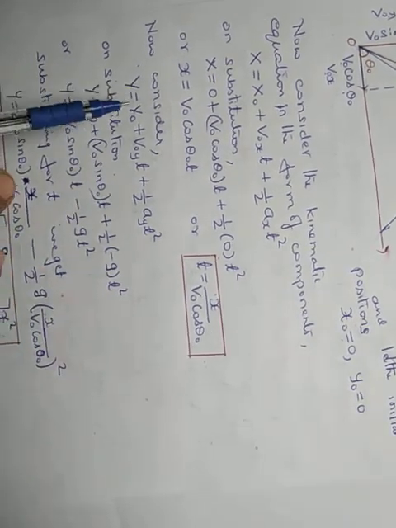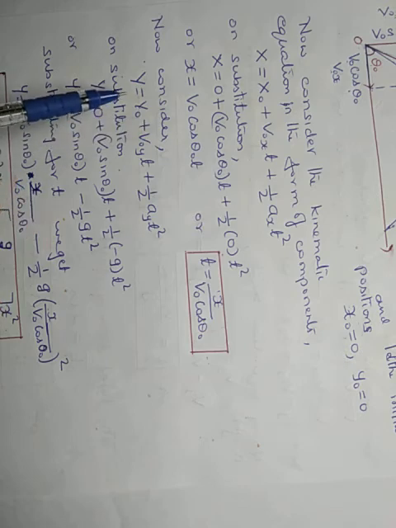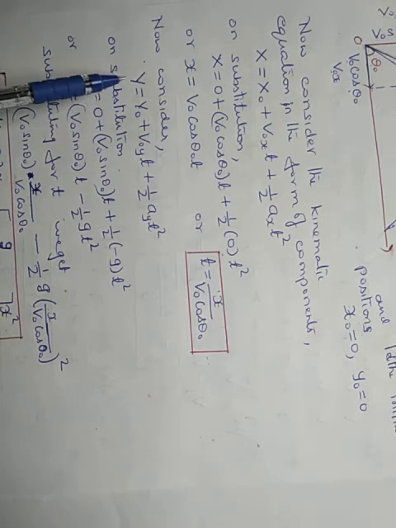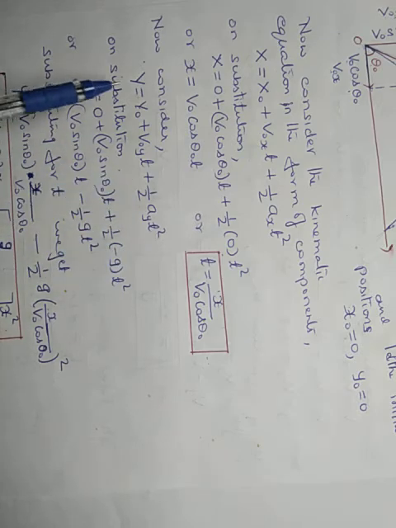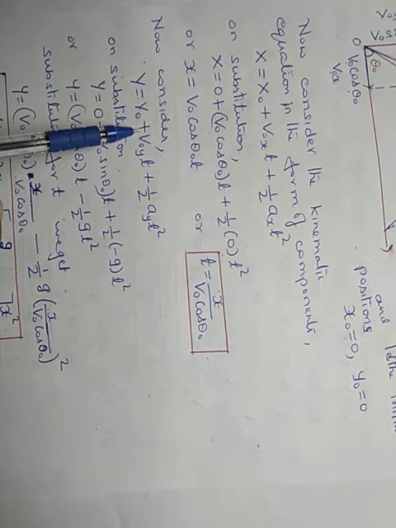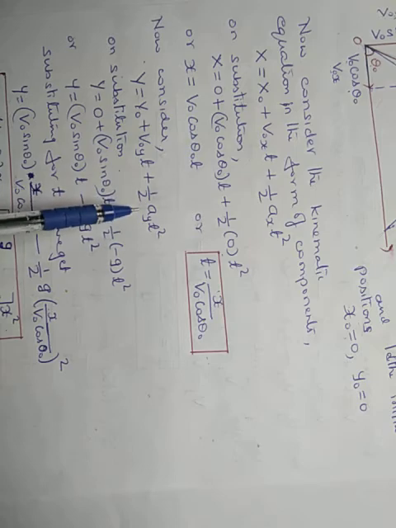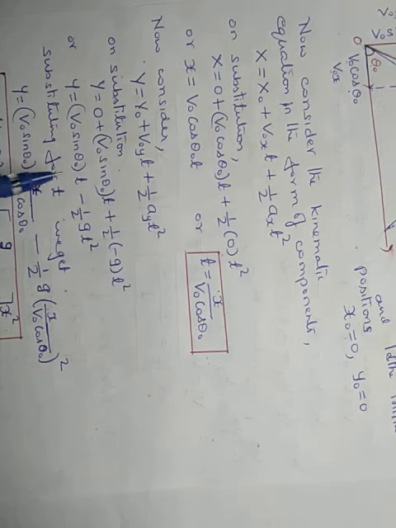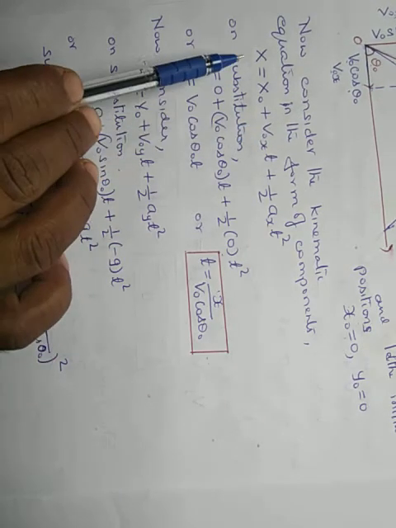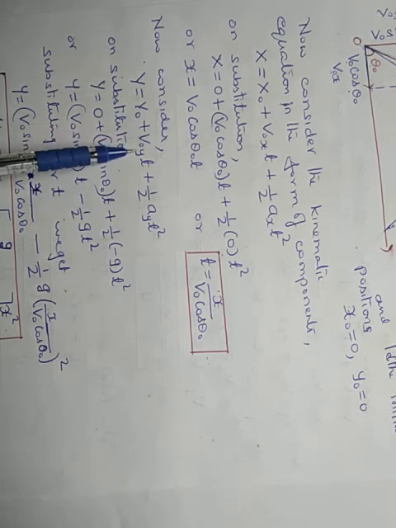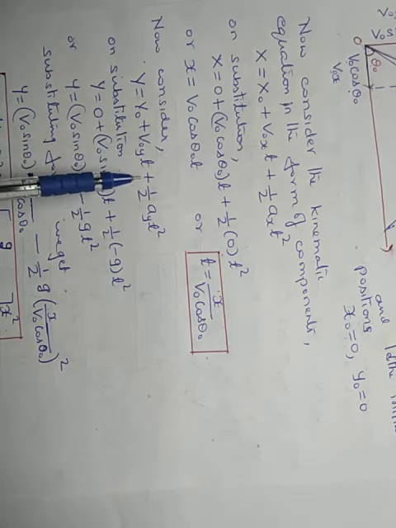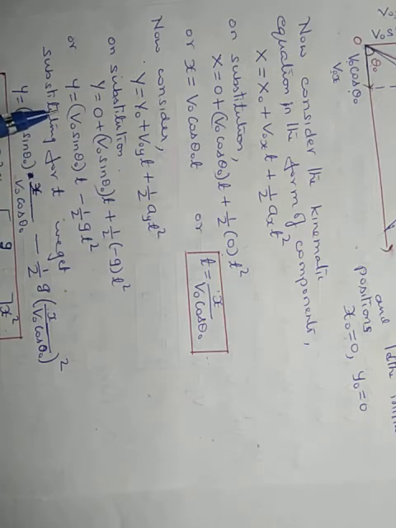Now, in the same way, consider the kinematic equations for the motion along the y axis. We can write it as y equal to y naught plus v naught y t plus half a y t square, the same as in the form of x.